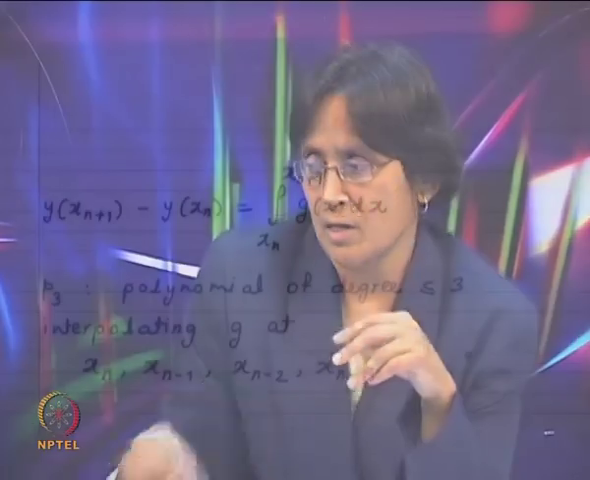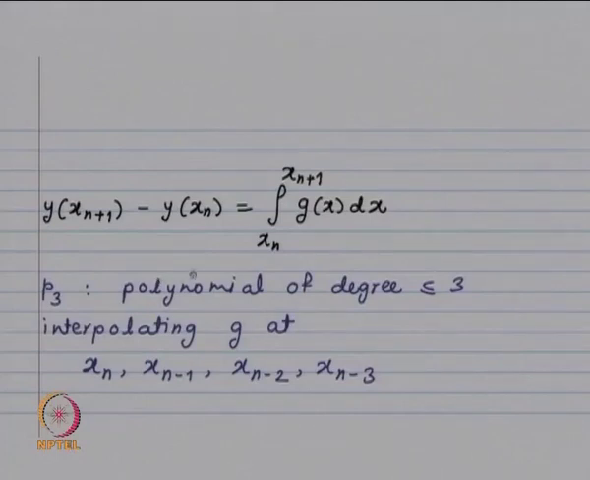Now, what I am going to do is consider the cubic polynomial interpolation. The points are equidistant. So, because the points are equidistant, we can use our formula for cubic polynomial. It becomes slightly simpler, and we will try to put it in a form so that our integration becomes easier. So, we have y at x n plus 1 minus y at x n to be the integral from x n to x n plus 1 of g x dx. G is the function f x, y x.